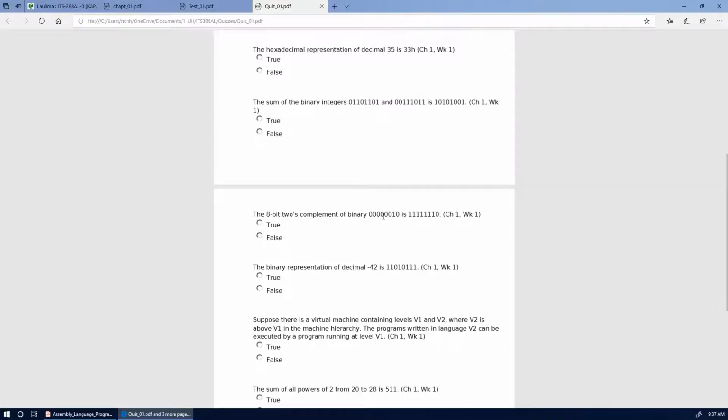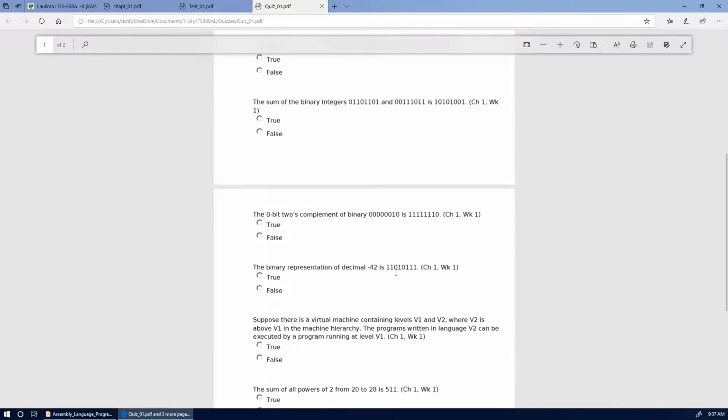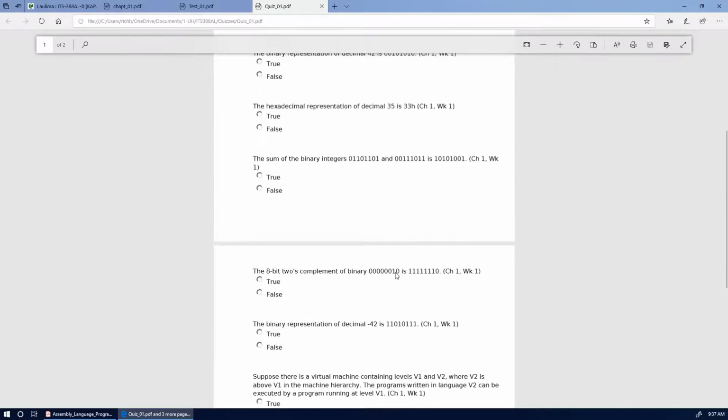Here's where we're converting some things around. You're going to have to do a little bit of math. However, you may be able to find some helpful browser-based tools online. All right, so that's what the quizzes look like.